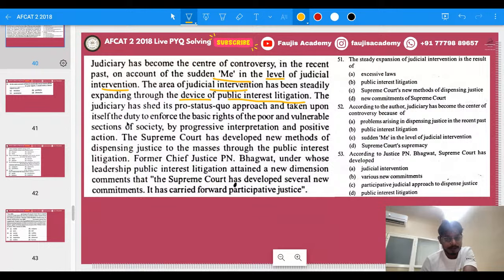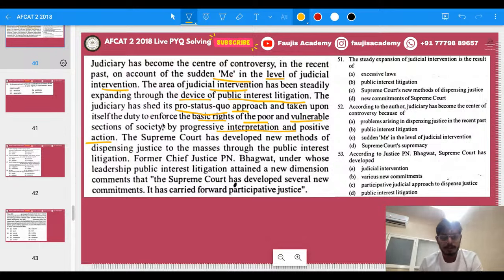That is called public interest litigation. The judiciary has shed its status quo approach. Status quo means as it is, keeping the situation as it is. It has taken upon itself the duty to enforce the basic rights of the poor and vulnerable sections of the society by progressive interpretation and positive action. These are the few measures with which the Supreme Court, the judiciary, is trying to uphold people's rights.